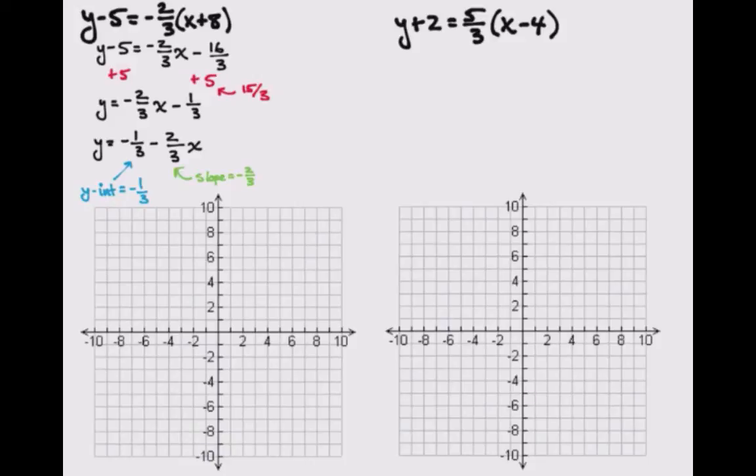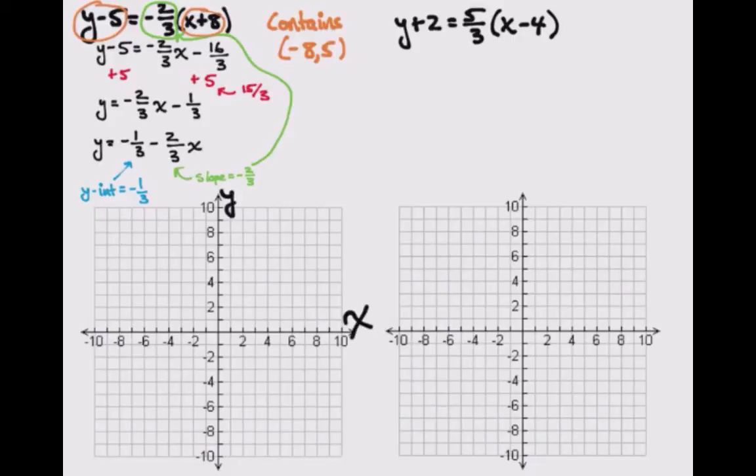But if we look at our original equation, we notice that this is in point-slope form. It's obvious that the slope is going to be exactly the same. The slope is -2/3. But from the x plus 8 and from the y minus 5, that tells us that this graph is going to have to contain the point (-8, 5).